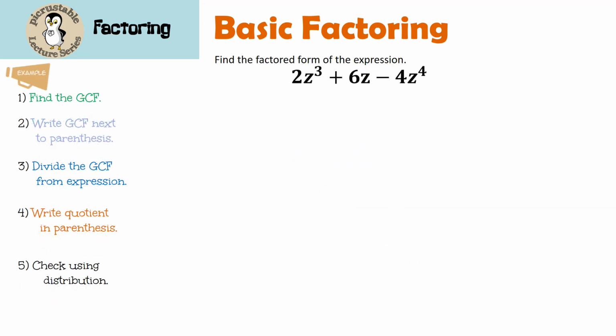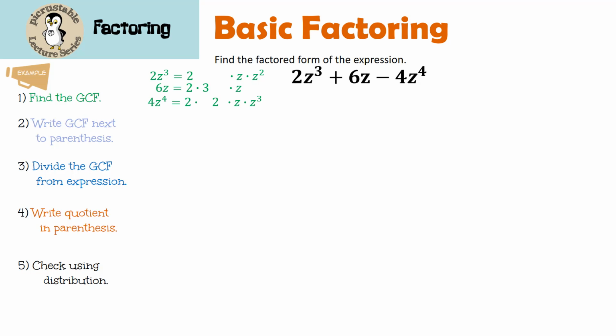Let's look at this example. Now don't freak out because we have 3 terms. We're going to do the same thing. The first thing we have to find is the greatest common factor. 2z to the 3rd is 2 times z squared. 6z is 2 times 3 times z, and negative 4z to the fourth is 2 times 2 times z to the third.